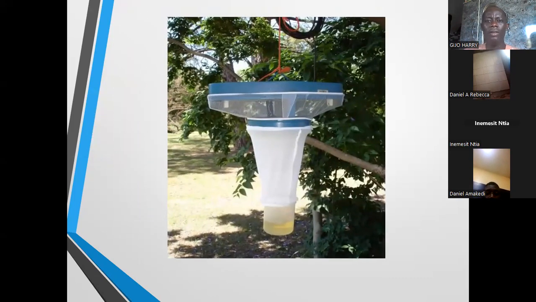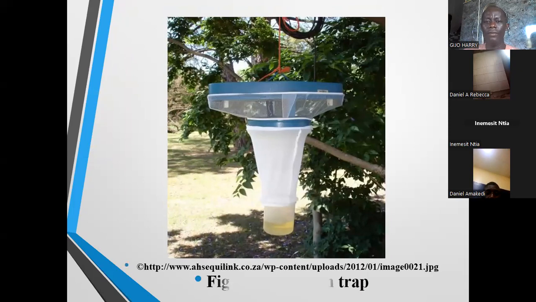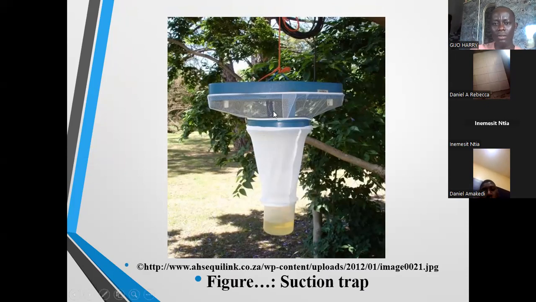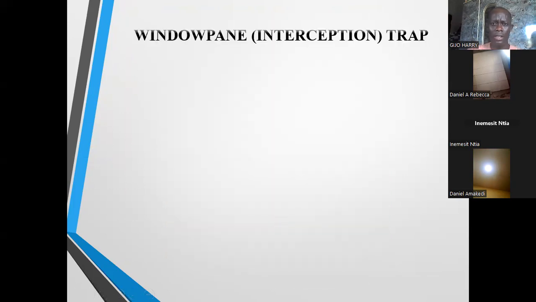This is an example of a suction trap. It has a container at the bottom, and when the fan turns, usually in an anti-clockwise direction, it draws the insects, and the insects fall into this container and are then collected. You can use a vacuum cleaner for this purpose too.